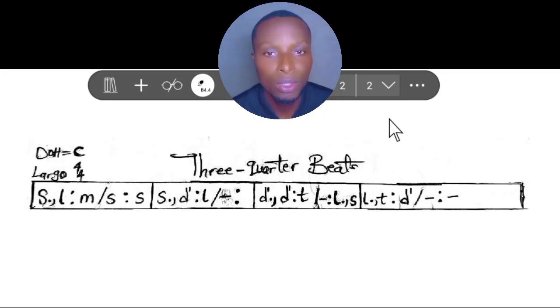On our last video, we talked about the fourth division of a musical beat. We said that a full beat can further be split into 4 places, and those 4 divisions are known as quarter beats. Today, we will be talking about the 3/4 beat.